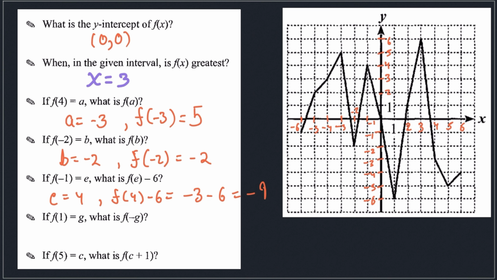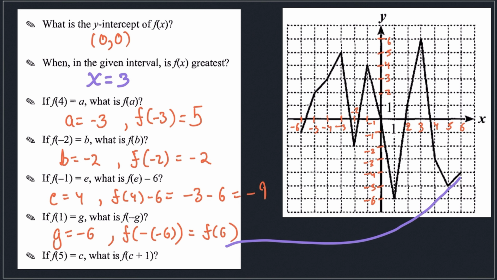In the next problem, f of 1 is equal to g. We can look up the value of f of 1 from the graph as negative 6. Therefore, g is equal to negative 6. f of negative g will be f of negative negative 6, or f of positive 6, which we can easily find from the graph. It will be equal to negative 4. Therefore, f of 6 is equal to negative 4.